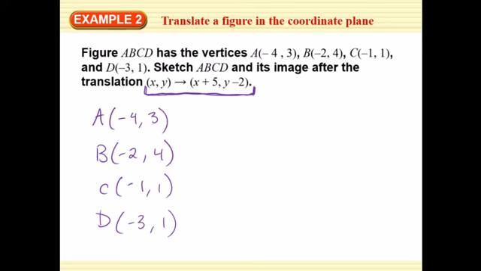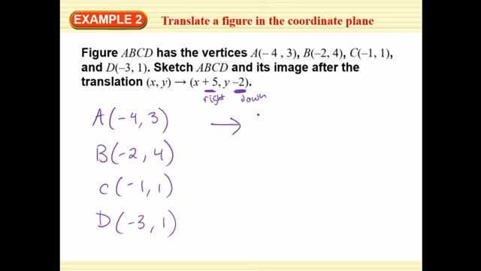Alright, there's a couple things that I can do. It does say actually sketch out A, B, C, D, and then apply the transformation. So I need to first figure out what exactly is happening here. So this is going to be right, since it's in the x direction, right 5. This is going to be down 2, since it's negative.